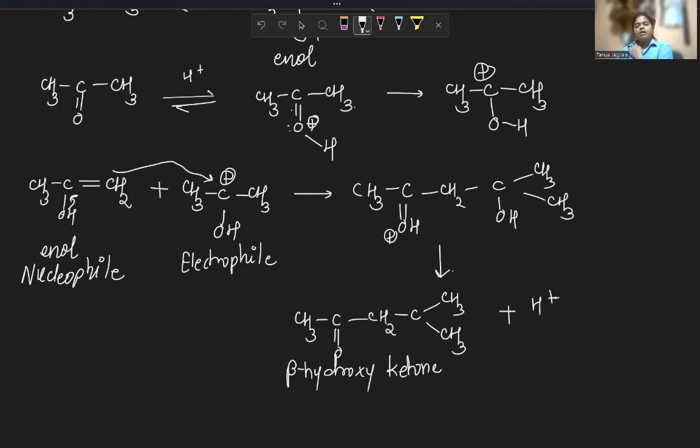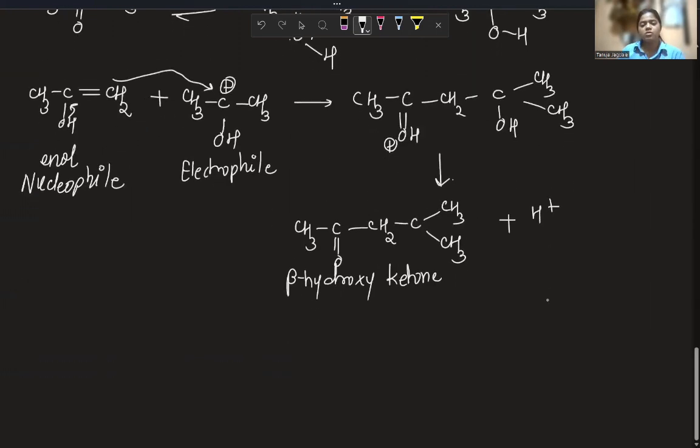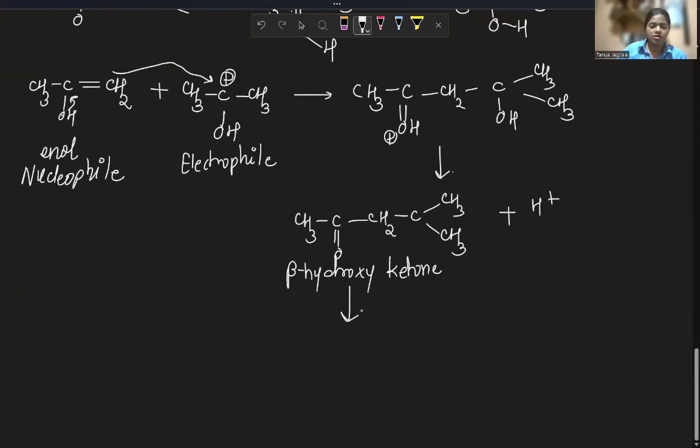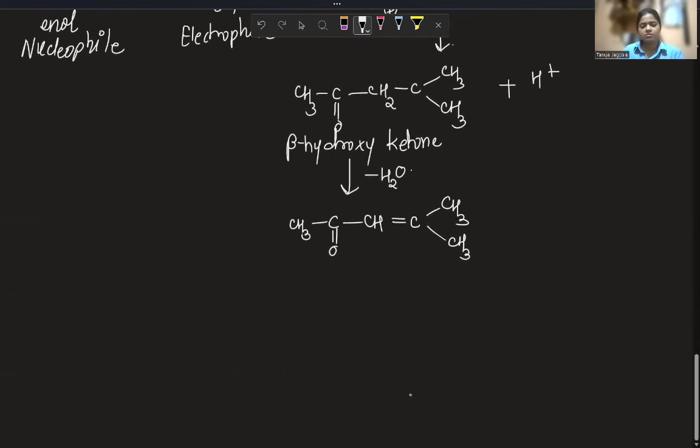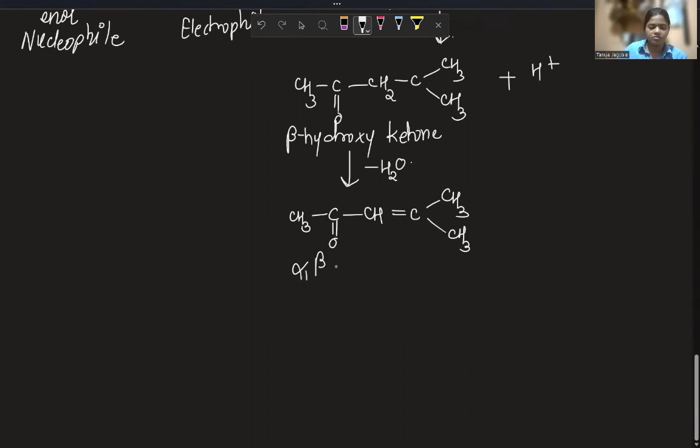We can see that in both reactions, acidic and basic medium, the acid as well as the base is regenerated in the entire process. This product can be further dehydrated to form alpha beta unsaturated ketone.